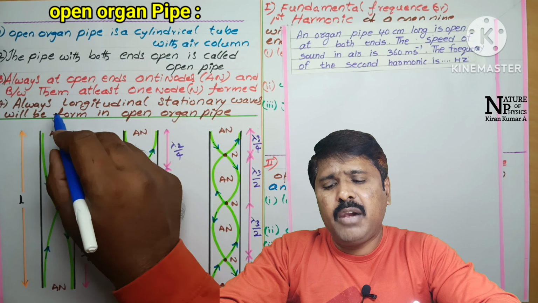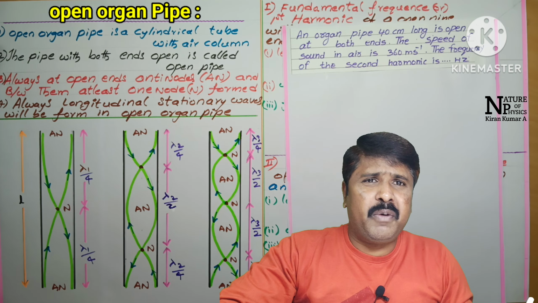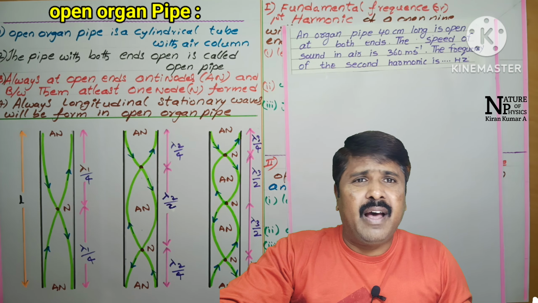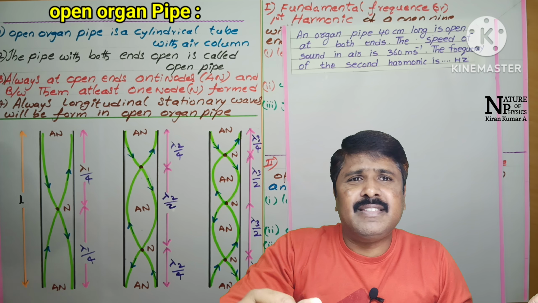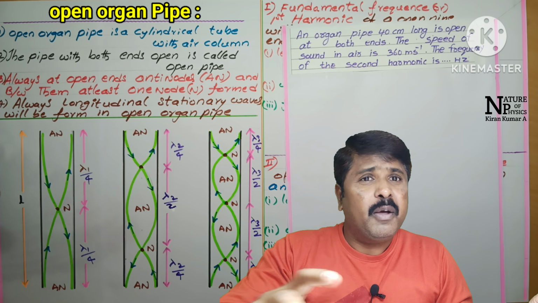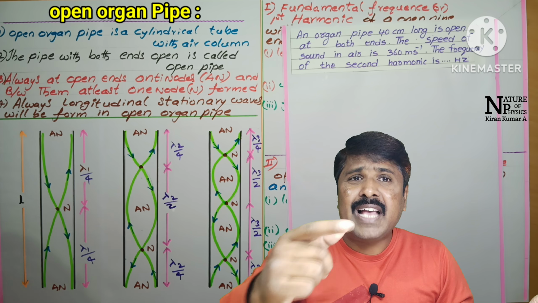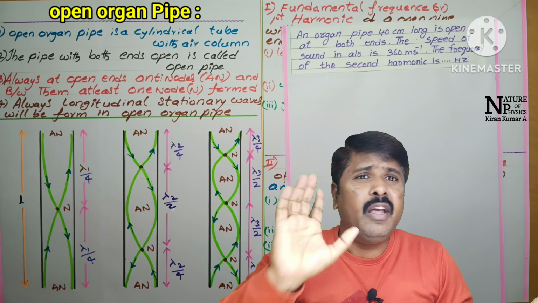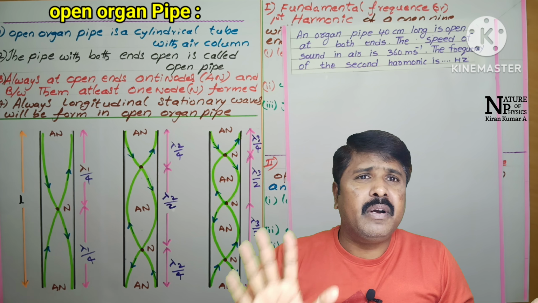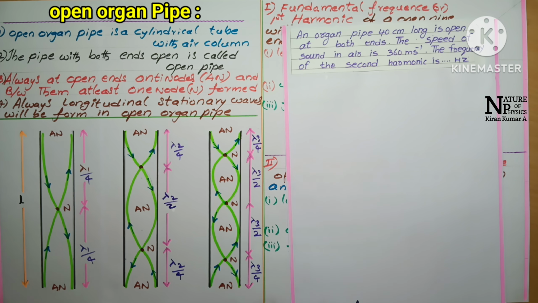And next, in an open organ pipe or a closed organ pipe, longitudinal stationary waves always form. In a stretched string, transverse stationary waves will be formed, student. But remember, only in pipes will longitudinal stationary waves be formed.